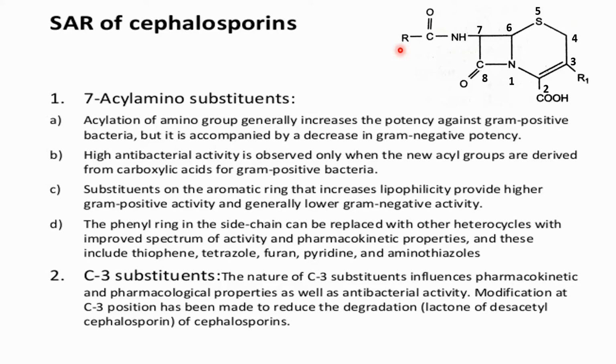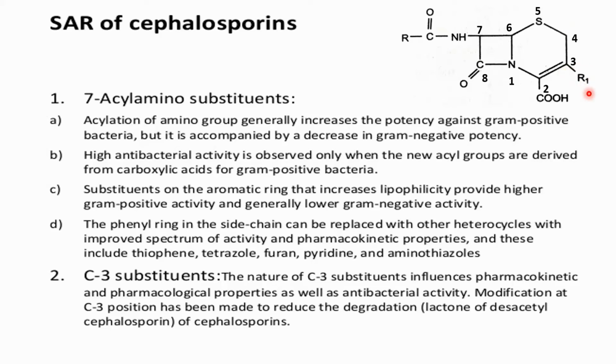Now let's discuss the other position, that is R1. R1 is present on carbon 3. Here you can see at the third position R1 is present. This R1 is very important for the biological activity of these derivatives. Here you can see the C3, meaning the carbon at the third position on which R1 is present as the substituent.